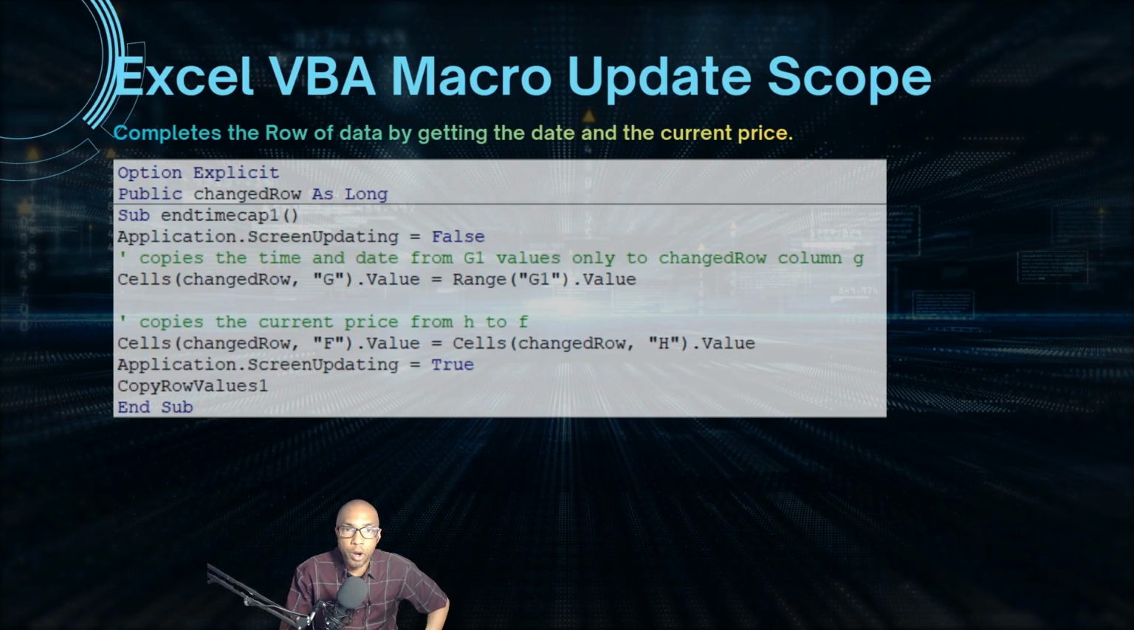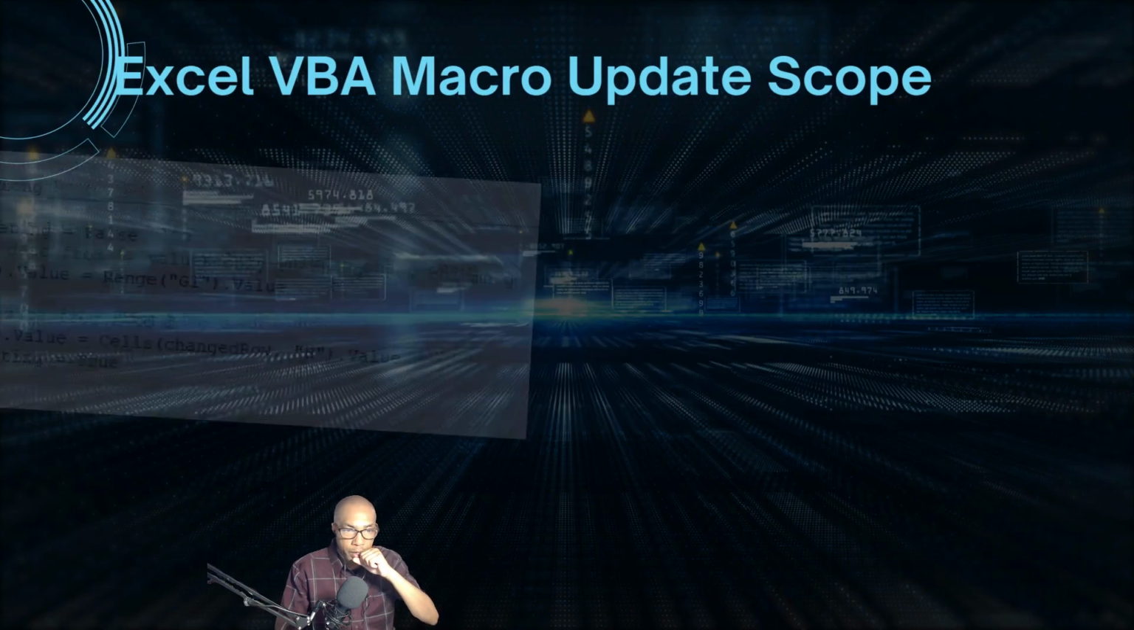Then we need the current price from H to F. So we need the change row. So we definitely define the row. And this time it's going to be column F value equals change row H value. So we're just moving over. Then everything, we restore the screen updating and we go copy row values 1, and that's the next macro. Okay? That's what we're doing.